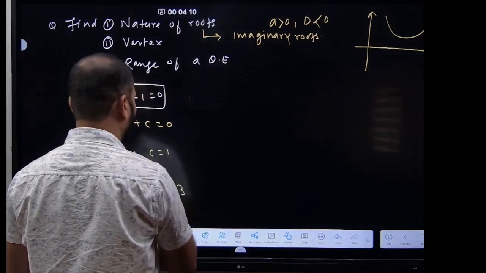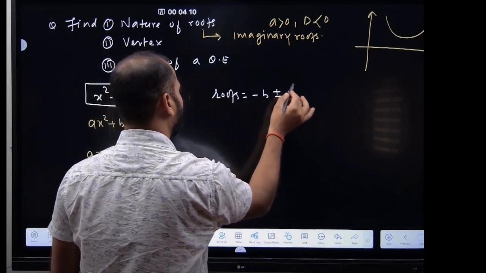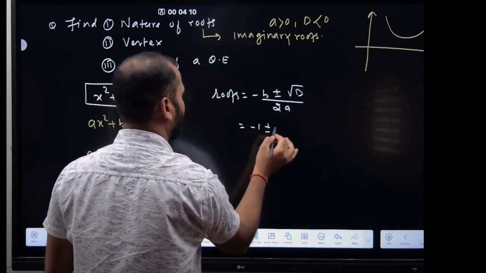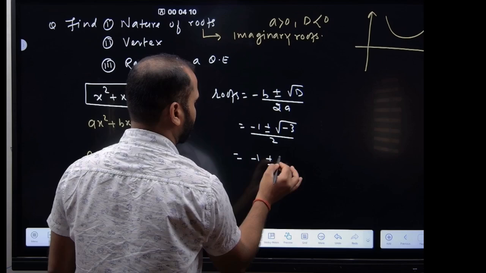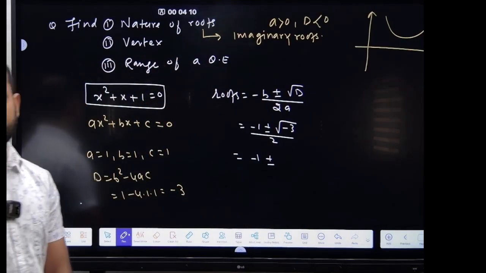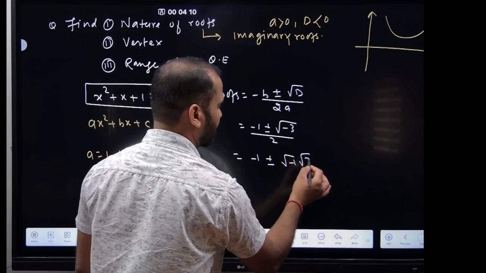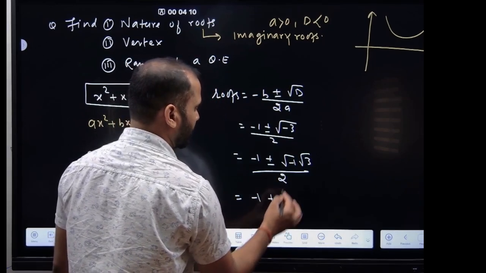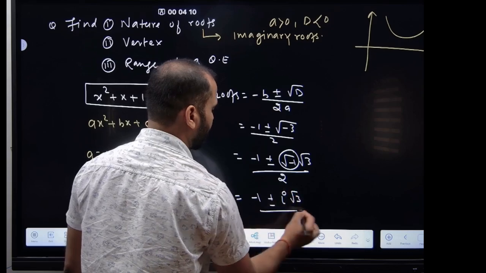Now, if I want to calculate the roots, how to calculate them? Minus b plus minus root D divided by 2a, correct? Minus 1 plus minus root under minus 3 divided by 2. Now, do you know how to handle this root under minus 3? Just now I wrote root under minus 1 root under 3 divided by 2, yes or no? Root under minus 1 can be written as I, so I root 3 divided by 2.